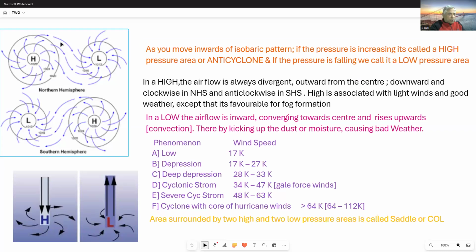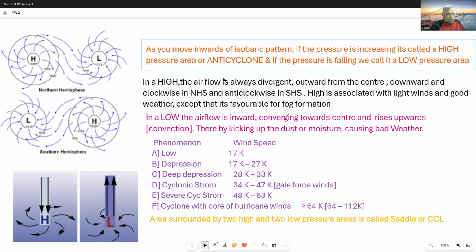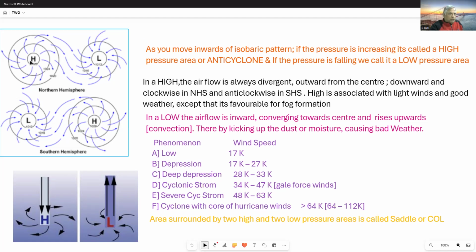Now, as you move inward on the isobar chart, if the pressure keeps on increasing and the center is maximum, that area is known as a high pressure area or an anticyclone. And if the pressure keeps on reducing and the minimum pressure is at the center, this is known as a low pressure area. A high pressure area you can compare with a mountain: water falling from there spreads out in all directions, and the movement is downward.